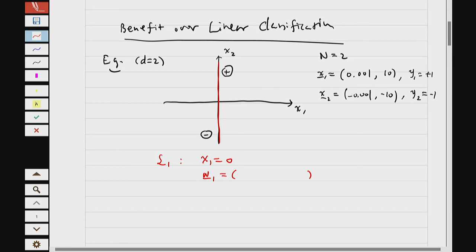So how do we come up with this? Well, what you write in this form is the same as saying we have a 0 multiplying x0, and then we have a 1 multiplying x1, and then we have a 0 multiplying x2, and this is equal to 0. That's what the line means, right? So therefore, the corresponding W would be 0, 1, 0.